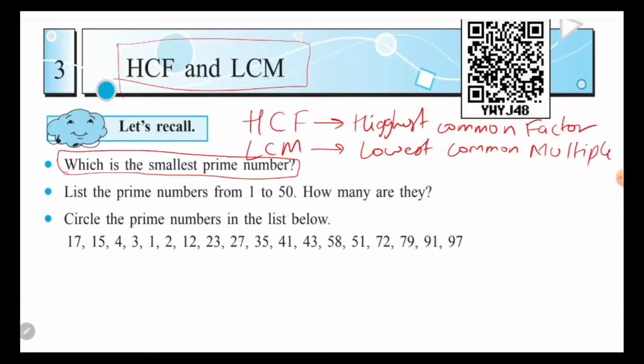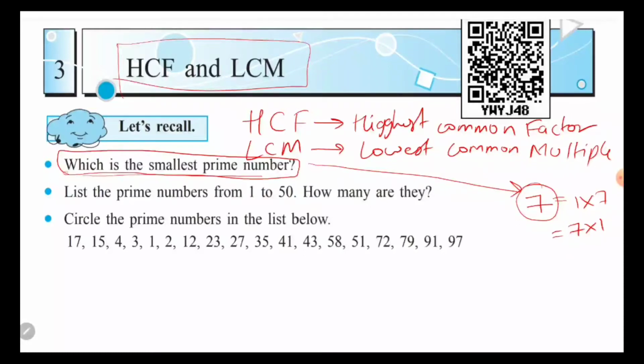A prime number is a number which does not come in any other table. Like I'll tell you, 7. So 7 does not come in any table, it comes only in 1 sevens are 7 and 7 ones are 7. That's it, it does not come in any other table. That number is known as what? Prime number. Okay, so now the question is, what is the smallest prime number?